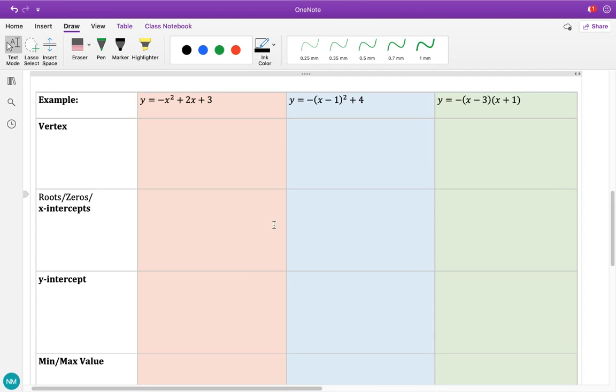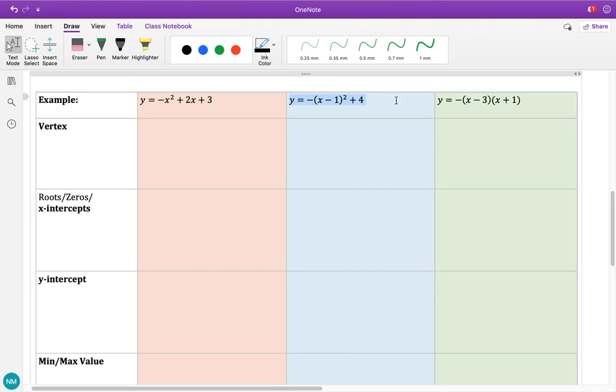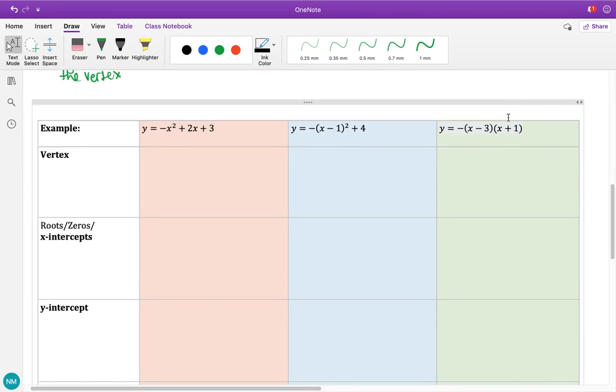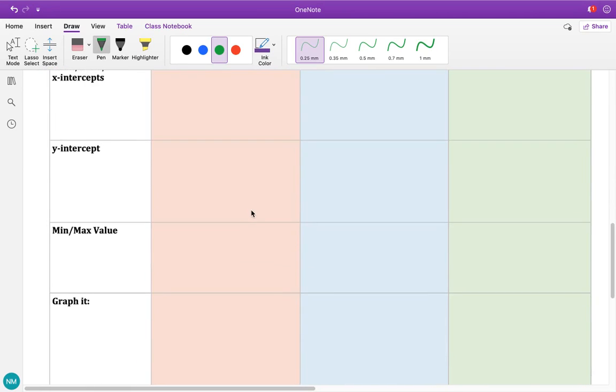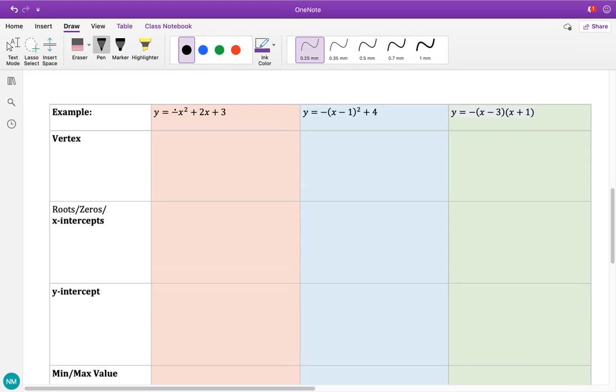But when you do the practice, you're not going to be given all 3 forms. You're only going to be given, for example, standard form, or vertex form, or factored form. So it's important to understand that you can find all of these things when it's given in any one of these forms. So this one is standard form, right?